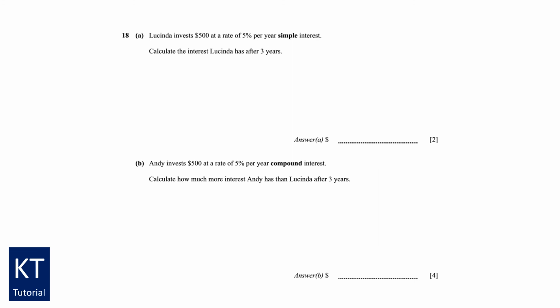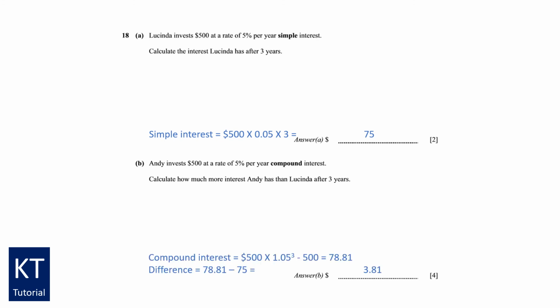Question 18a. Lucinda invests $500 at a rate of 5% per year simple interest. Calculate the interest Lucinda has after 3 years. The simple interest is 500 times 0.05 times 3. Next, Andy invests $500 at a rate of 5% per year compound interest. Calculate how much more interest Andy has than Lucinda after 3 years. The compound interest of 78.81 can be calculated by multiplying 500 times 1.05 to the order of 3 minus 500. The difference is this number minus the earlier number of 75.